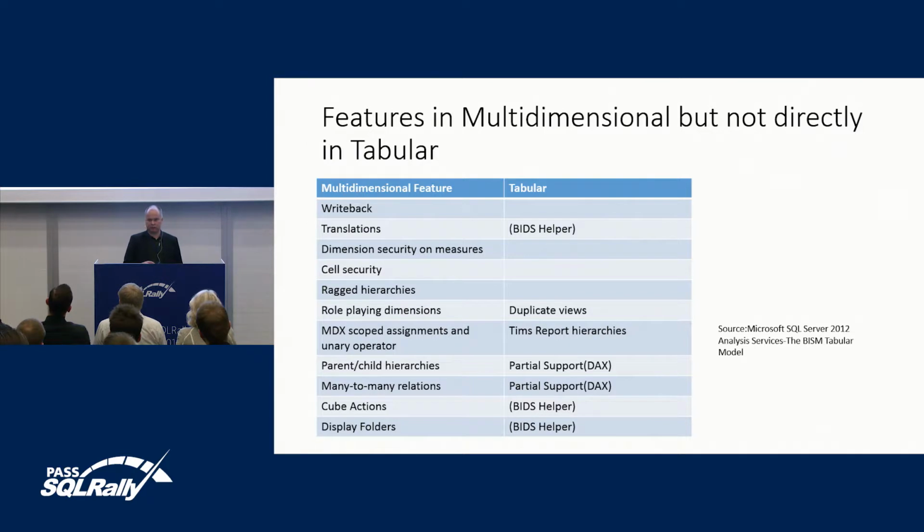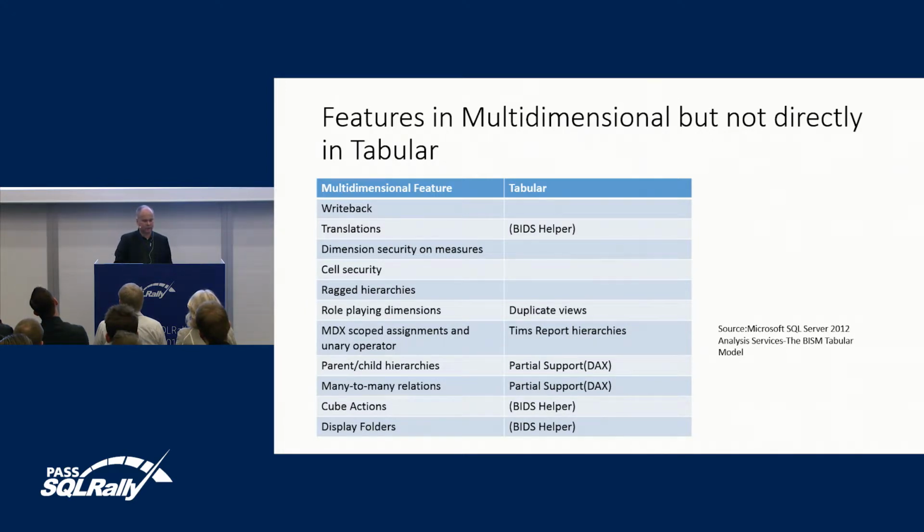Ragged hierarchies, that's hierarchies that don't have the same number of levels going down, like states in the United States, you have USA, you have the states, and then you have the city. We don't have a concept like that in Sweden. We have another organization, and I think in Denmark as well. Role-playing dimensions are not an issue. You can actually duplicate views to get the same behavior.